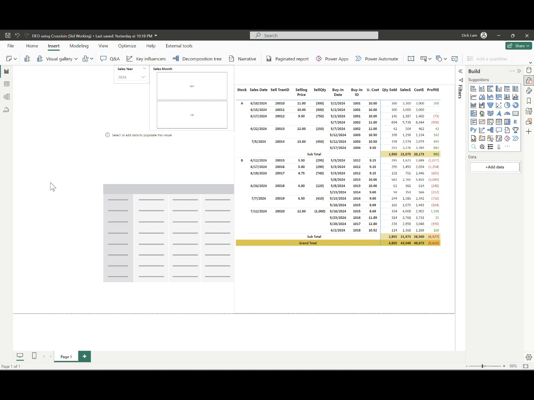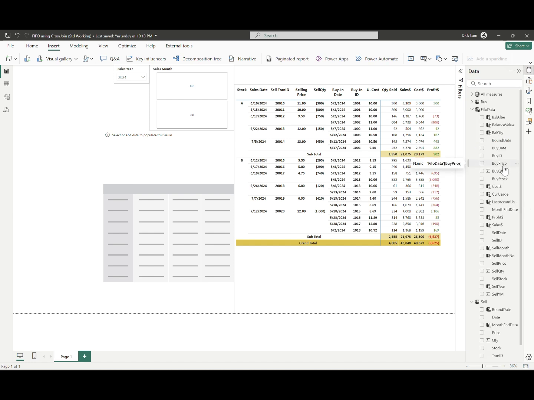Okay. Now hold on for a second. I need to explain some tricky thing about the FIFO data table. Why do I need to extract the data from FIFO data and create a new table for the inventory balance? Actually, those figures are already in the FIFO data. Think about that. All right, the month slicer and year slicer, where are they from? They are from the FIFO data. Now, you need to pay attention to this again and again. When you do selection in the sales month and sales year, the FIFO data will be filtered.